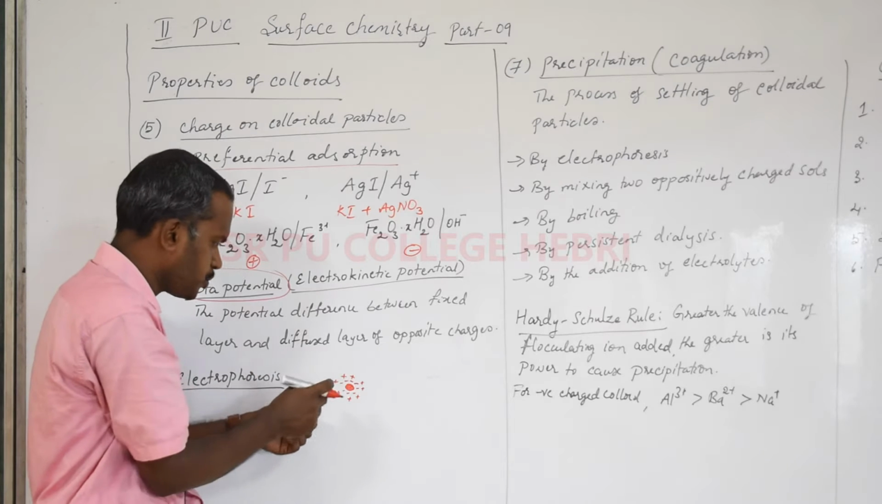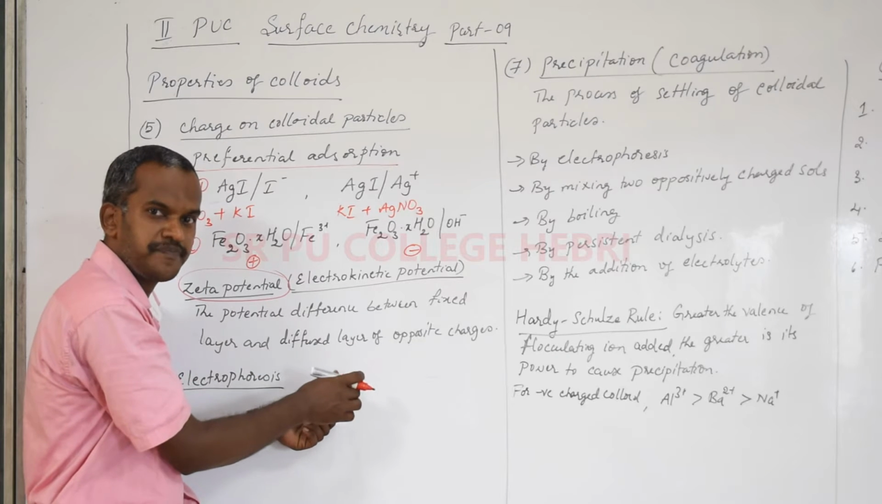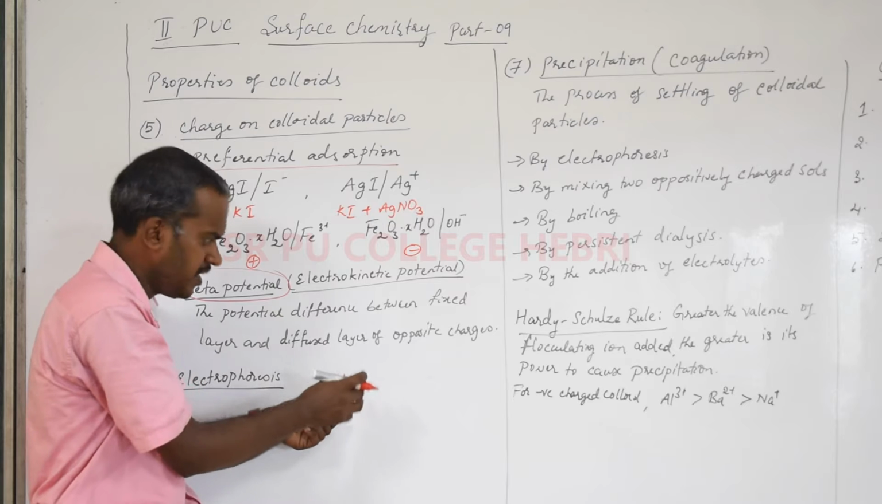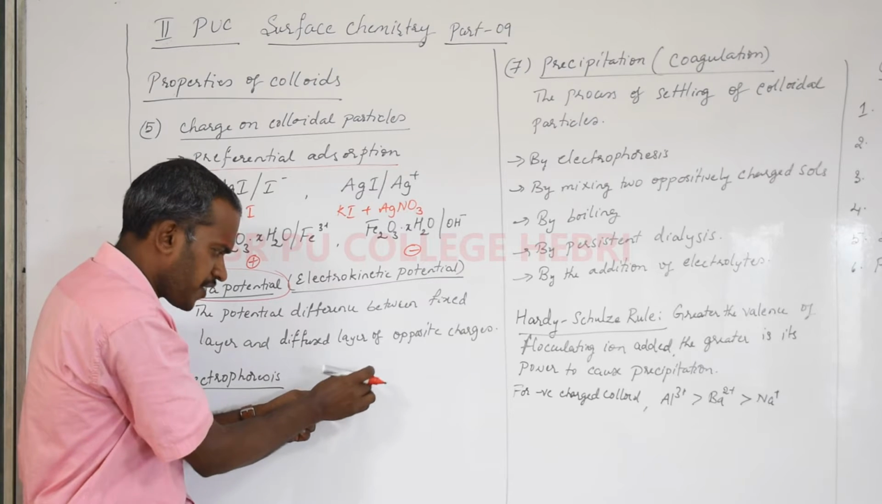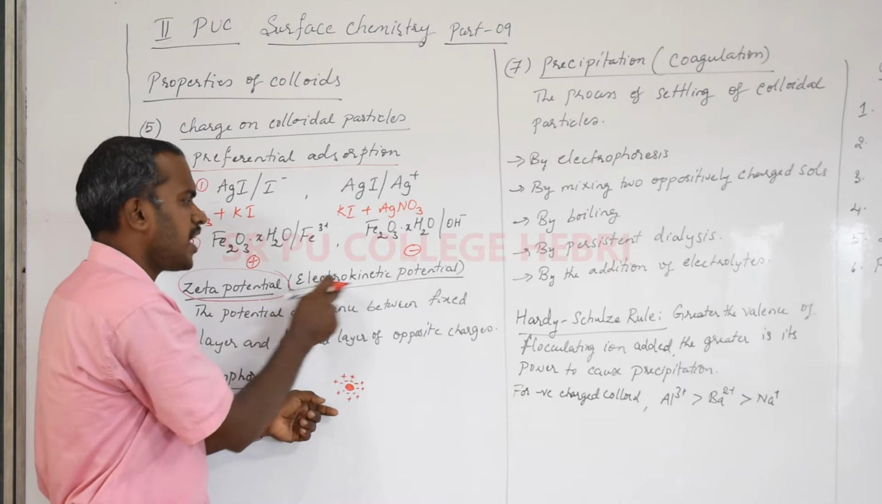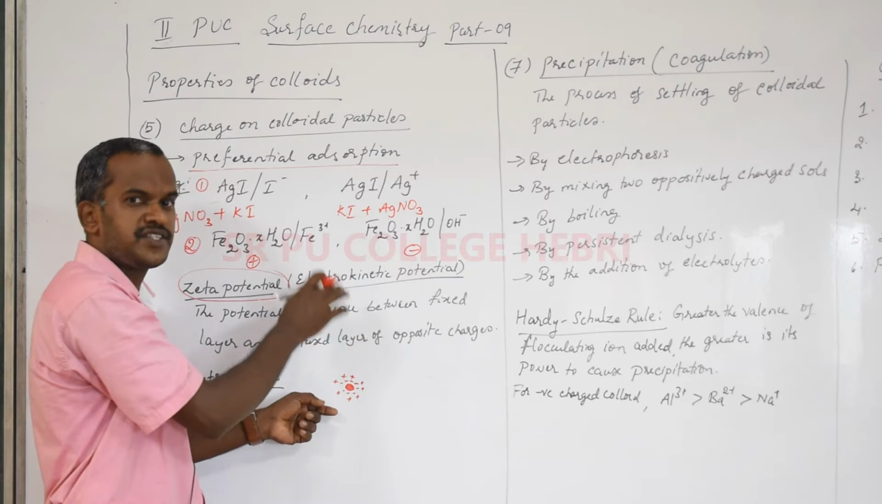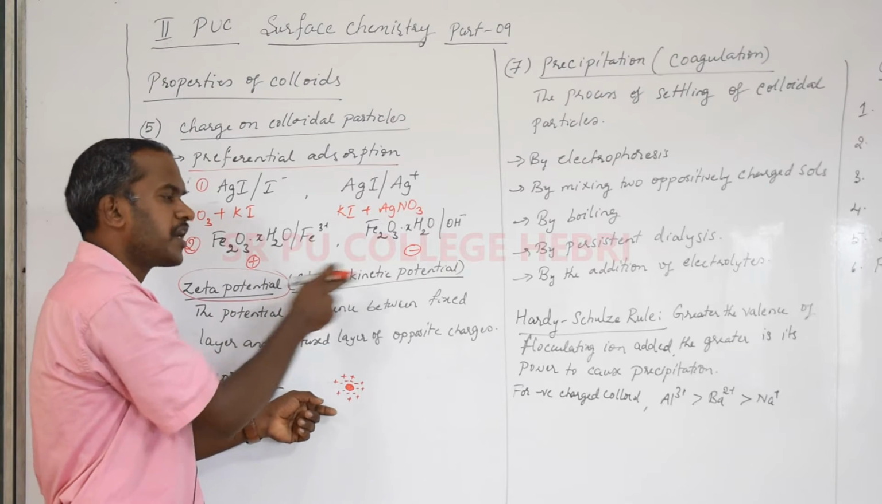And among these two, the first layer is fixed and the second layer can be diffused. That is moving continuously. The first layer is fixed. So now the potential difference between these two layers is called zeta potential or electrokinetic potential. You study this in electrochemistry also. But remember, what is zeta potential or electrokinetic potential?